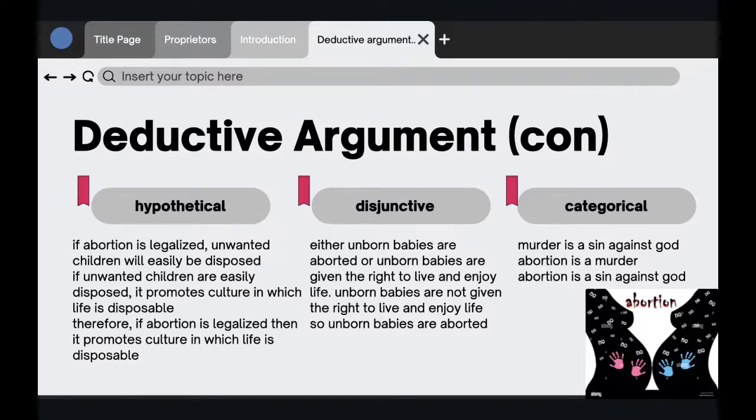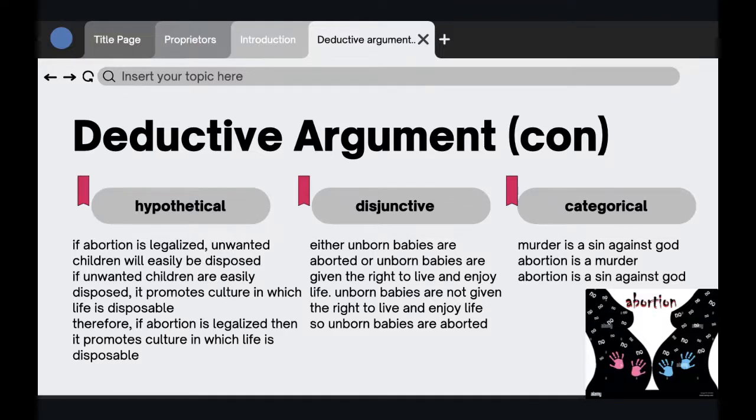As for the hypothetical syllogism, if abortion is legalized, unwanted children will easily be disposed. If unwanted children are easily disposed, it promotes culture in which life is disposable. Therefore, if abortion is legalized, then it promotes culture in which life is disposable. In this argument, it follows the pattern of if P then Q, if Q then R, therefore if P then R.